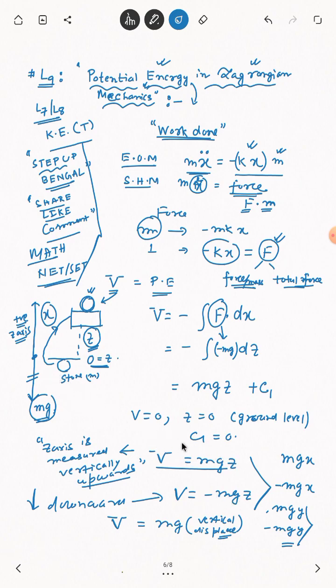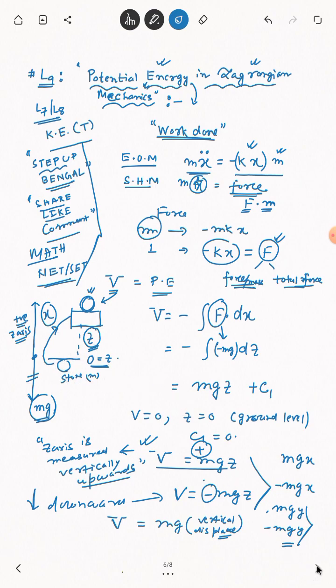If it is vertically upward, then we will always take the positive sign, and if it is vertically downward, then we will take the negative sign. These two points are extremely important from an exam point of view. So ultimately we have done potential energy in case of vertical displacement.